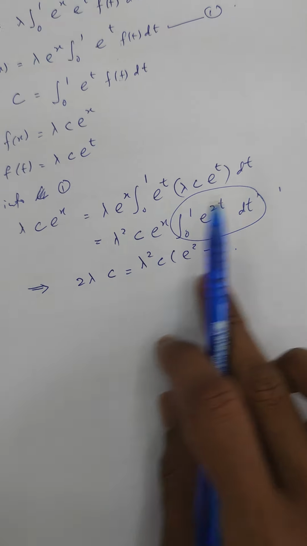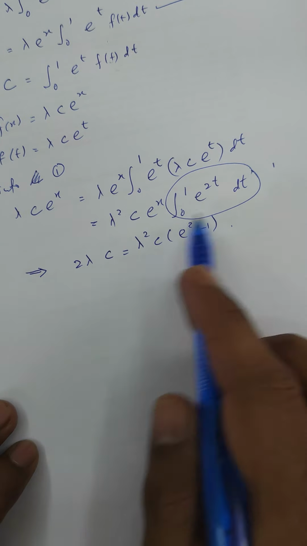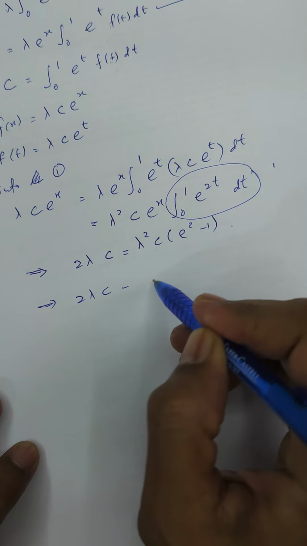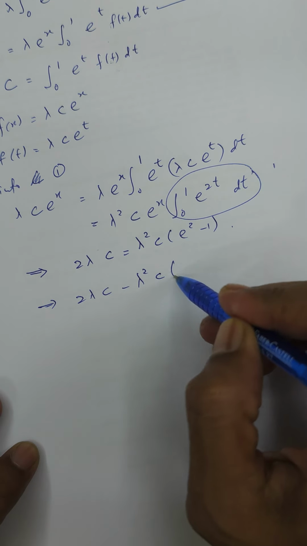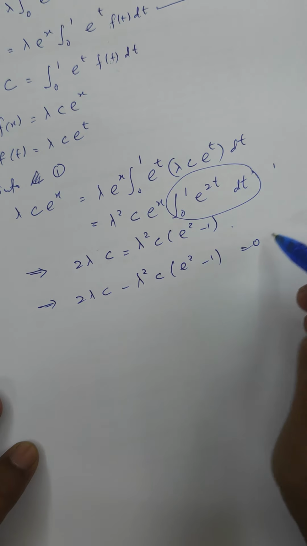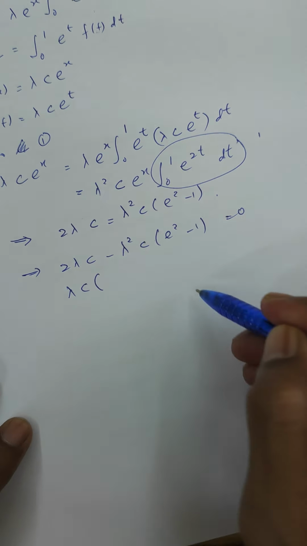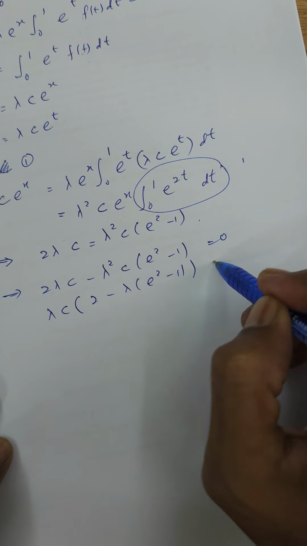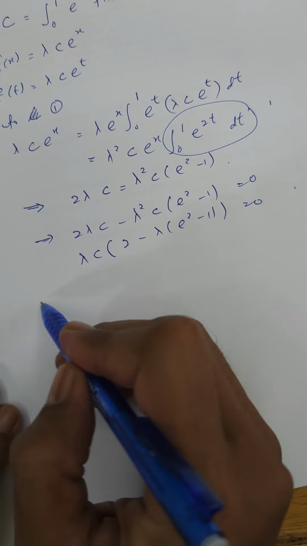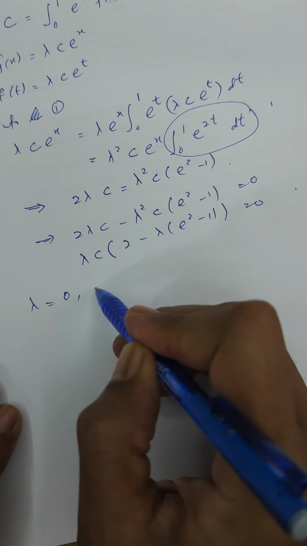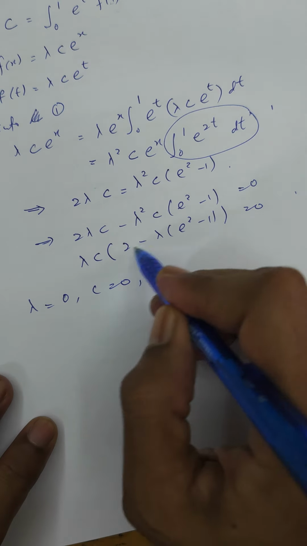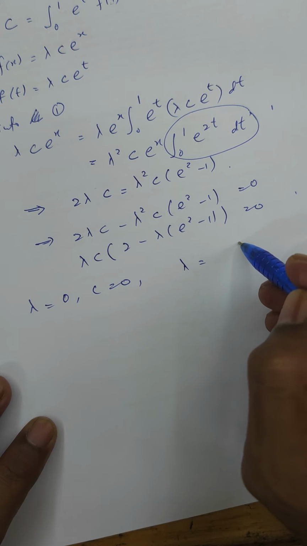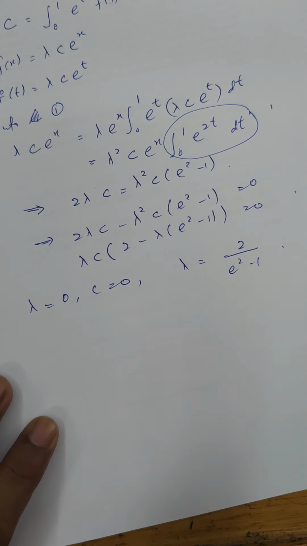Now of course you can simplify this. You have 2 lambda c minus lambda squared c (e squared minus 1) equal to 0. You can factor out lambda c, that gives you lambda c times (2 minus lambda (e squared minus 1)) equal to 0. So there are two possibilities: lambda equal to 0 or c equal to 0, or the other one is that this part is equal to 0, which gives lambda equal to 2 over e squared minus 1.